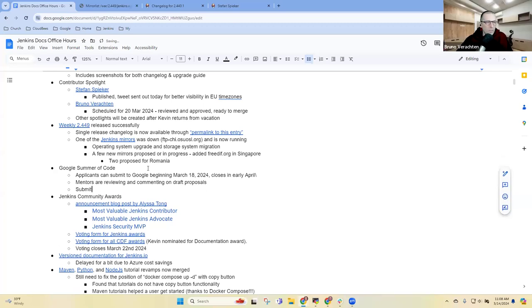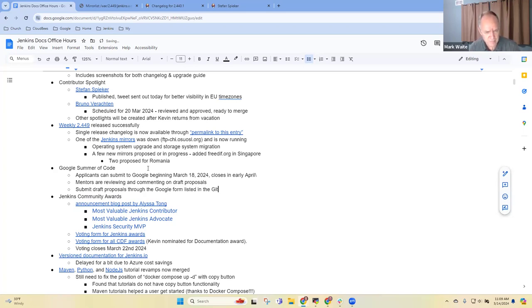So submit draft proposals through the Google form listed in the Gitter channel, right? And that gives us a link to review the document. Yeah, so the reviews, I'm reading Alisa's post on jenkins.io. The deadline to submit the draft proposal for review is March 22nd. Ah, okay, good. So that's challenging. All right, so let's find that one.